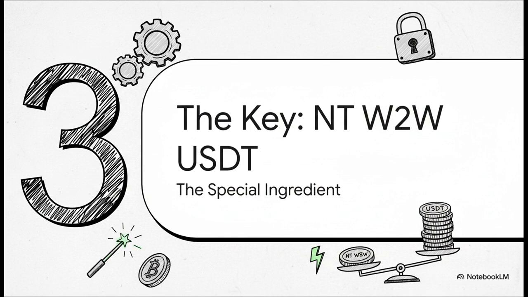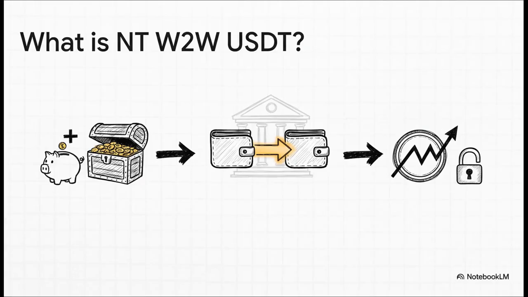All right, and this brings us to the key ingredient, the secret sauce of this entire operation, a supposed variant of USDT called NTW2W USDT. So what is this stuff? The source actually breaks down the name for us. NT stands for non-trifling. Basically, it's for big, high-gain trades, not small-time profits. W2W means wallet to wallet, for deals done off the major exchanges. But here's the real kicker. It comes without a price lock. That means its value can actually change, which could let your profit grow over time.